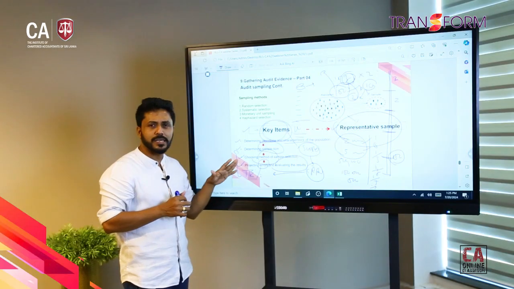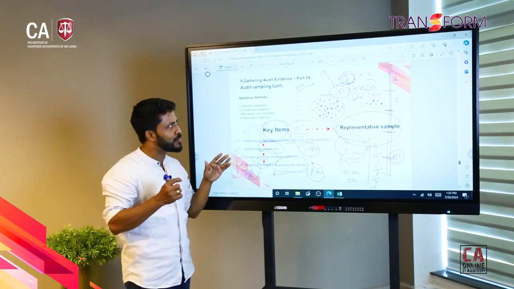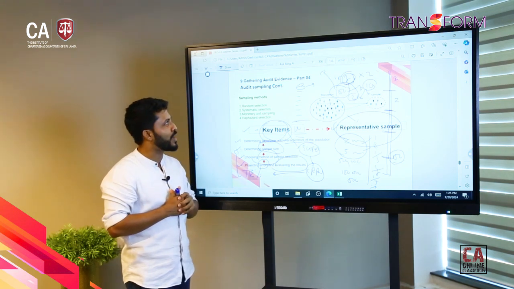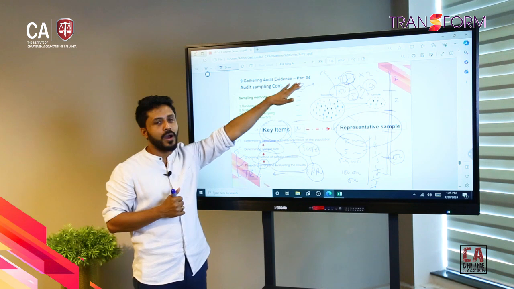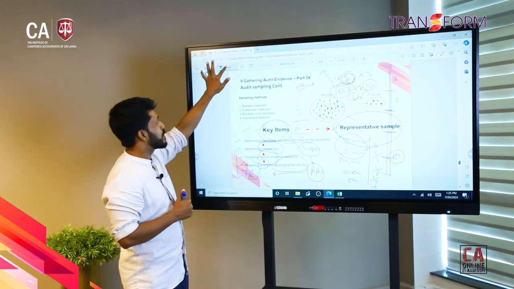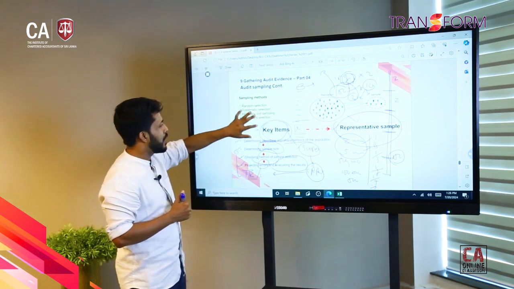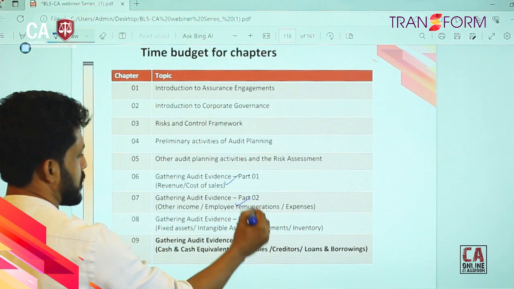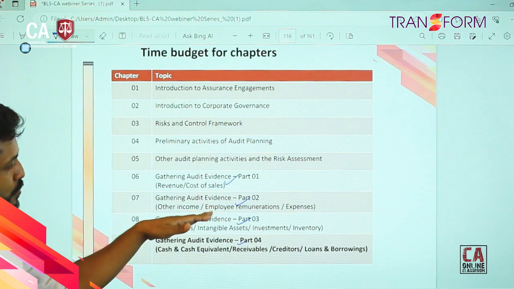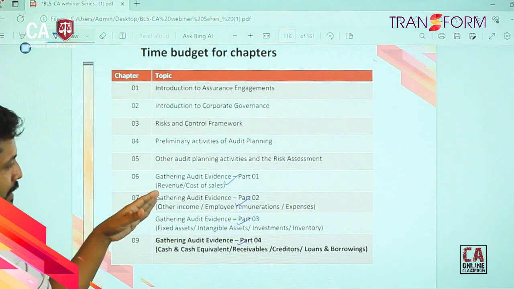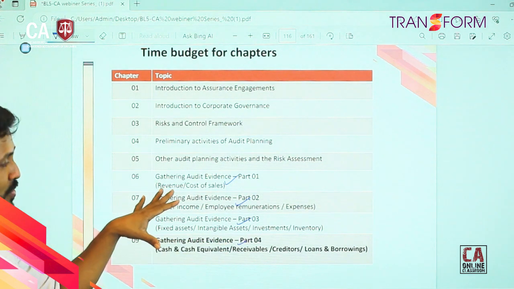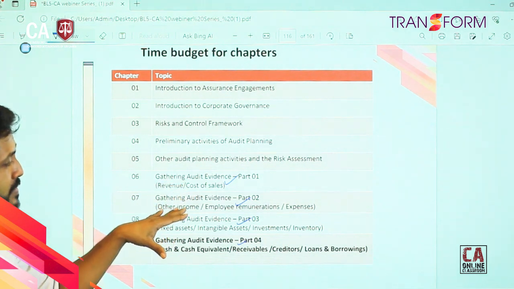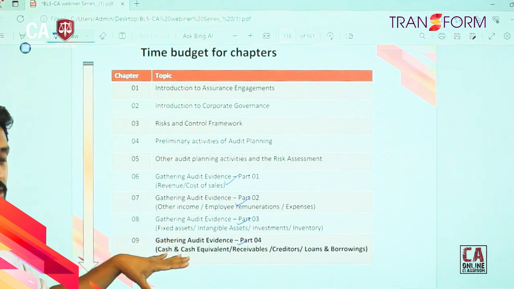So altogether, we are coming to the end of gathering audit evidence, right? We have already covered four parts, part 1, 2, 3, 4, right? Accordingly, we covered the elements of balance sheet, statement of financial position and income statement and other disclosures.